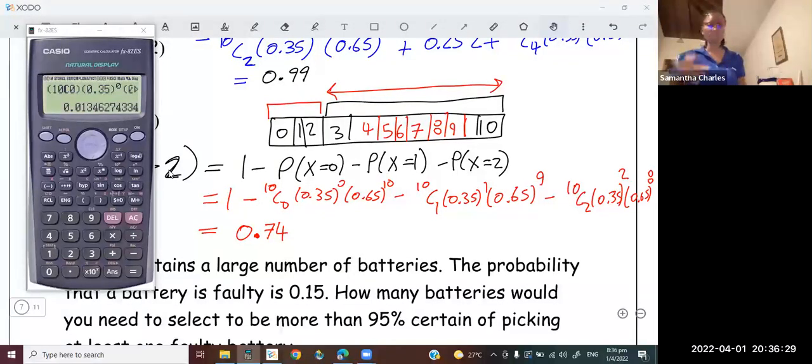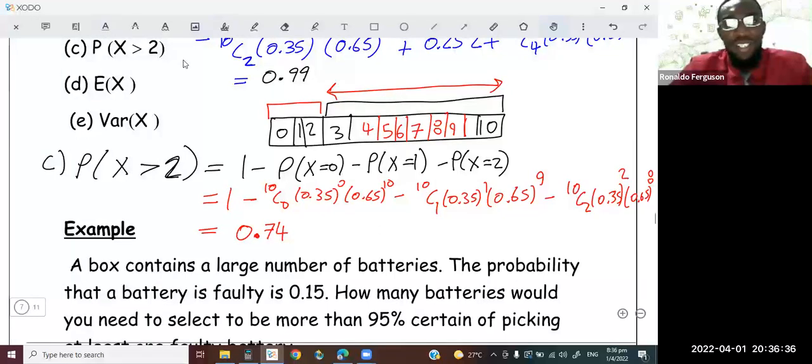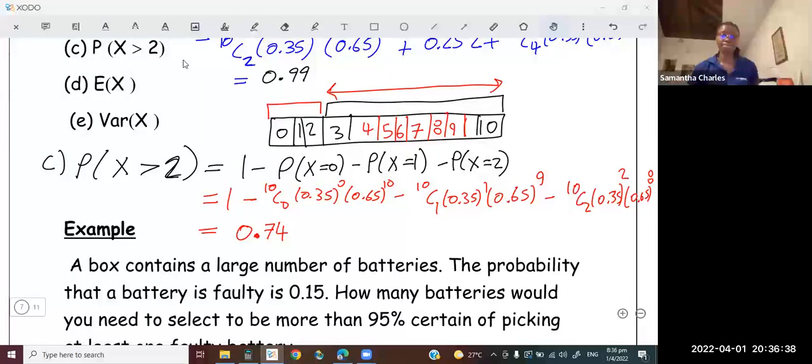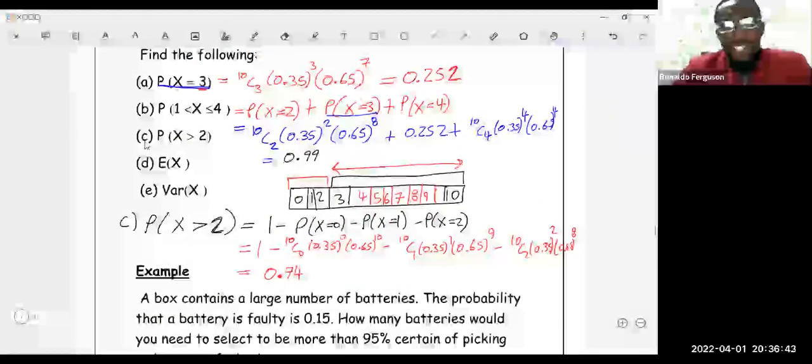0.74. Yes, good. All right. Yeah, so whole heap of concentration when doing that, right? Mhm. All right, now the next part, part D, is to work out E of X.